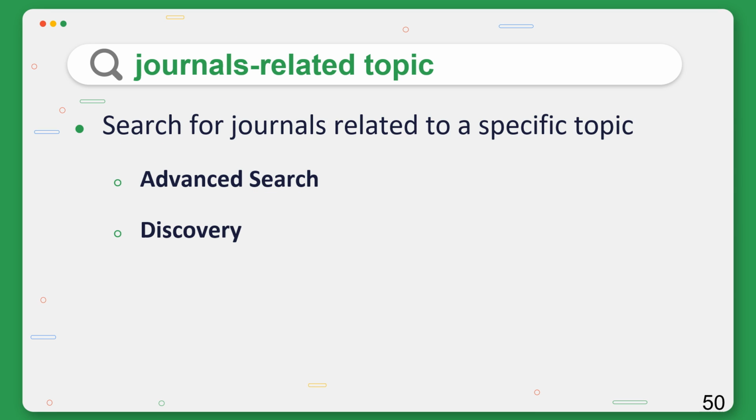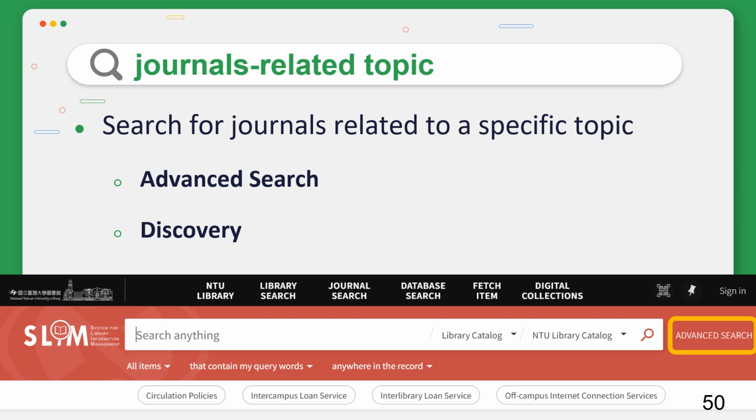Let's move on to the advanced part. What should you do if you wish to search for materials on a specific topic but are unsure about which journals are relevant to the topic? I will introduce two methods. Method 1, use advanced search.